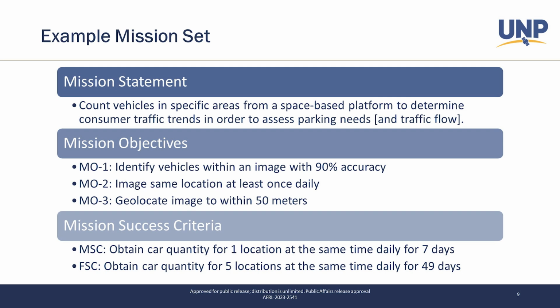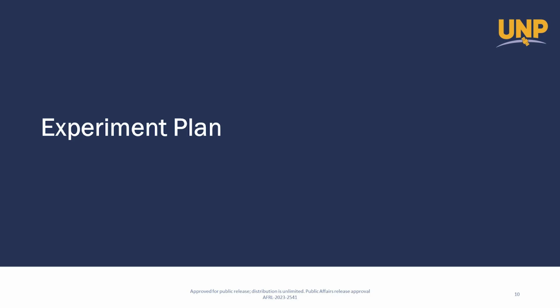The mission success criteria that we've defined for ourselves is we obtain car quantity for a single location at the same time daily for 7 days. And then on full success, we up the ante for 5 locations at the same time daily for 49 days. So this is the basic premise. I think we can all basically wrap our heads around it. You've got an imager in space that's flying over a city and making sure that we can track the flow through a visual image of the same spot. So now that we got that out of the way, we'll jump into the experiment plan.